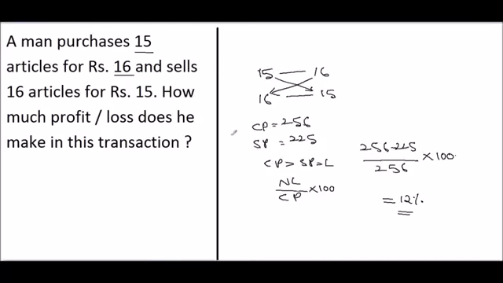And you must be getting it out here. Here, the figures are the same. Bought 15 for 16, sold 16 for 15. What if the numbers are changed? Even if the numbers are changed, the same rule will be applicable. See in the next question.